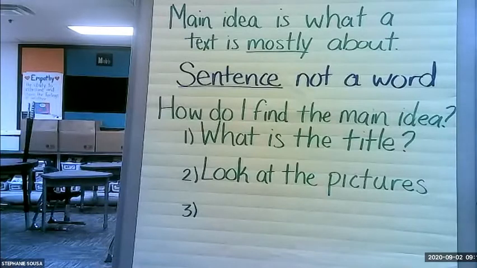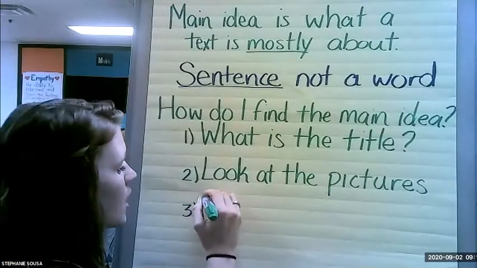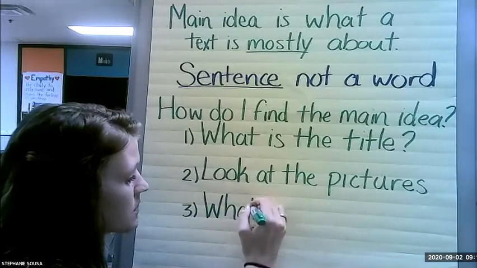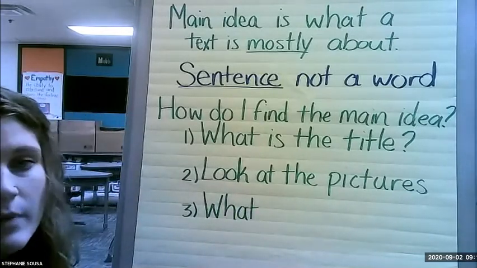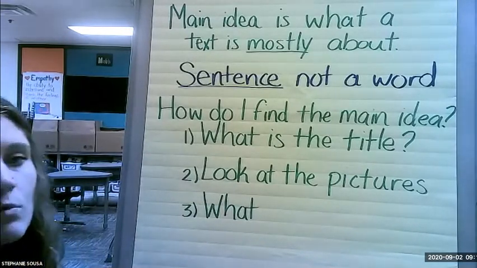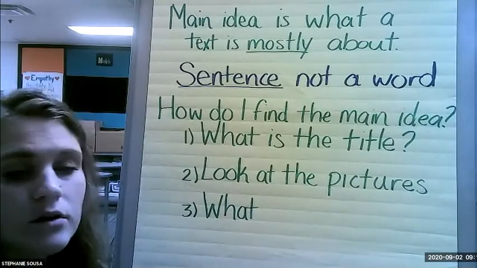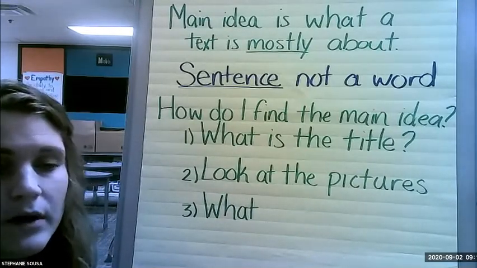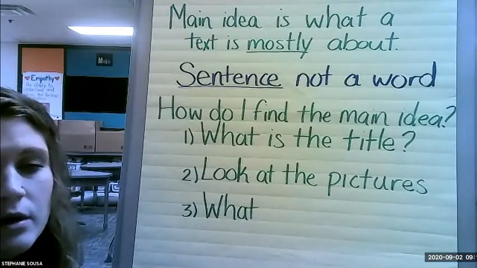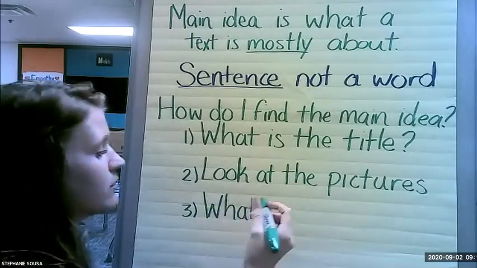The last thing that helps you find the main idea is to find out what words are repeated. For example, if we stick with the A Dog's Life text, I would expect to see words like dog over and over and over again. I would expect to see words like maybe walk or food or water, because those are things that dogs need, and those would be over and over again. So that would tell me that I'm learning about the dog's life.